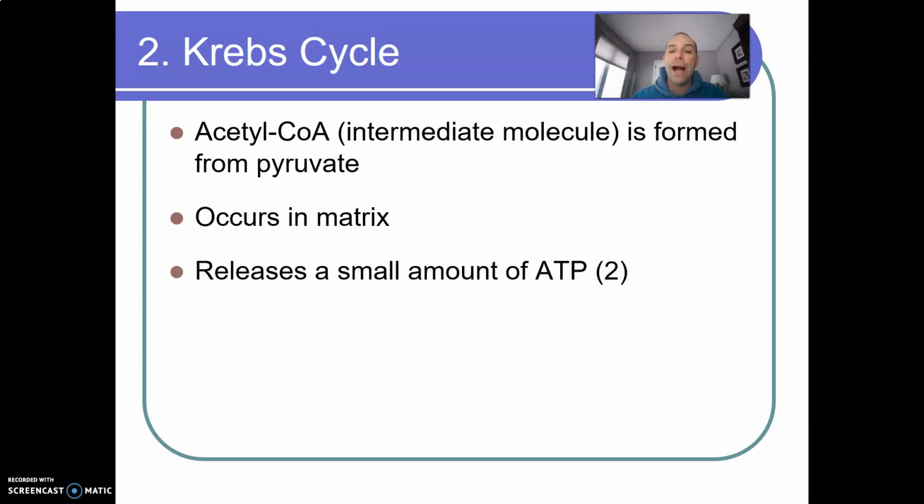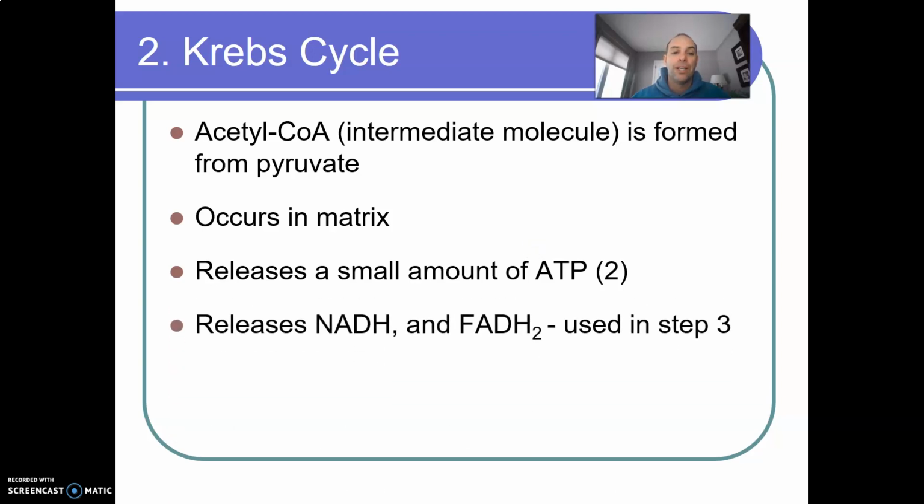Release a small amount of energy, of ATP, 2 of them. It releases NADH, NADH2, and they're both used to power step 3. Remember, energy and electrons for those 2 things. As this is happening, carbon dioxide is given off as a waste product, which we can capture in class, which we'll do with a balloon and yeast to show that this is actually occurring.